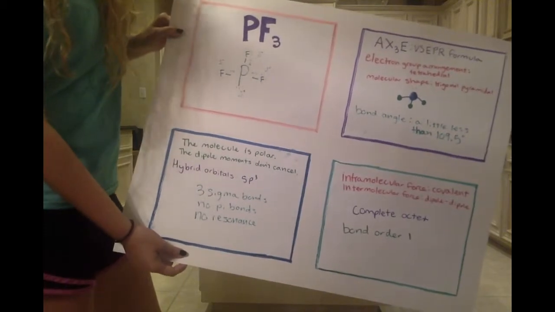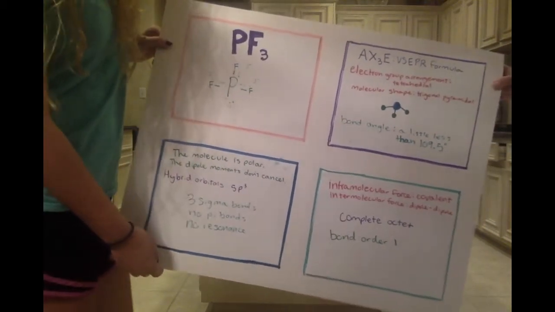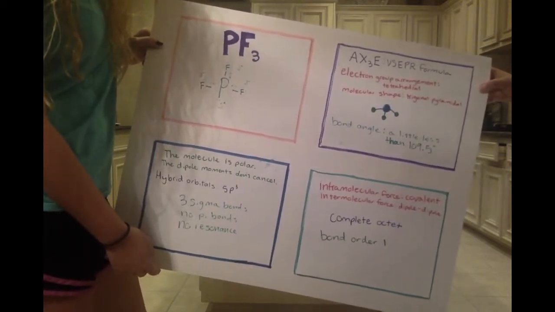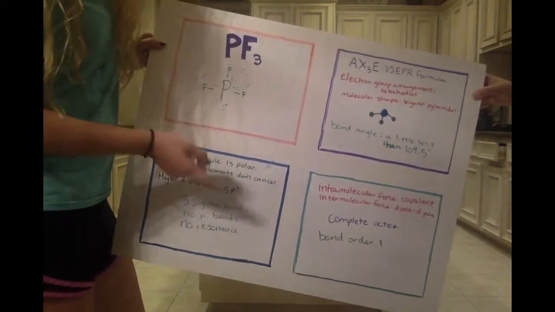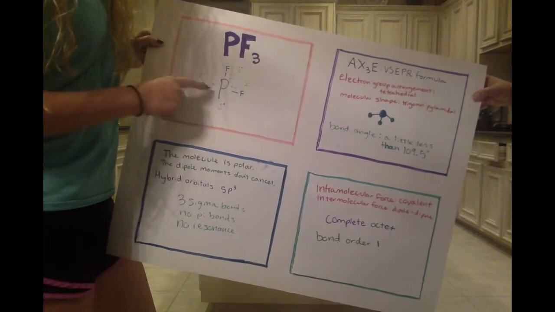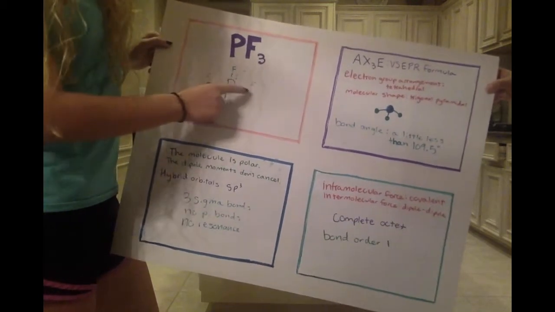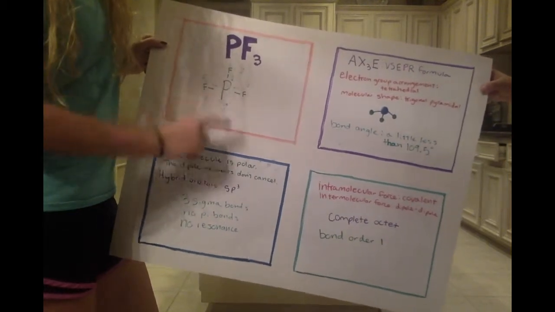And there are 3 sigma bonds and no pi bonds or resonance bonds. The intramolecular force is covalent, and the intermolecular force is dipole-dipole. Also, PF3 has a complete octet, and the bond order is 1. Also, here are partial positive and negative. So here on the F's, there is partial negative, and for P, there is a partial positive.